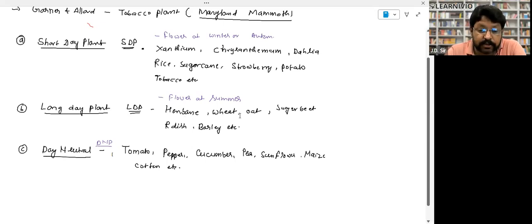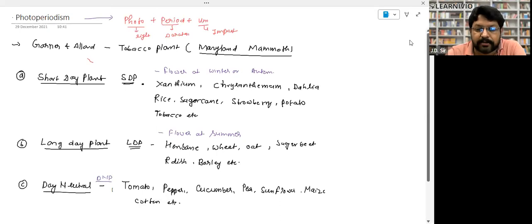Henbane, wheat, oat, sugar beet. Look, sugar beet has already been asked, oat has already been asked, henbane I already asked, radish and barley. These are the long day plants, meaning these are the crops of the summer. So in a nutshell, you can say summer crops are long day plants, winter crops are SDP, short day plants. Day neutral plants have nothing to do with the time period, right? So DNP, or day neutral plants, are tomato, pepper, cucumber, pea, sunflower, maize, and cotton. You can grow them throughout the year. So here, there is nothing to understand. You need to cram it, right?